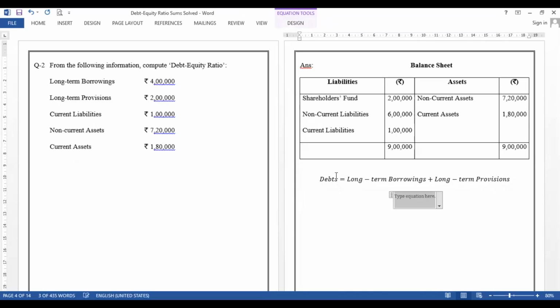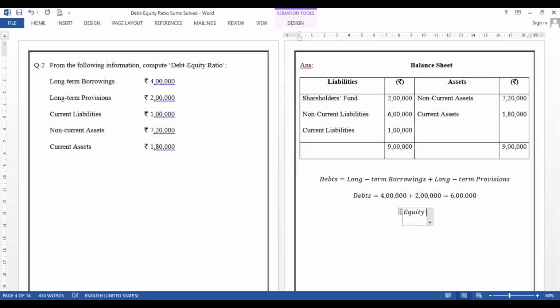Okay, let us place the values over there. Debts will be equal to long-term borrowings, which can be seen as rupees 4 lakh, plus long-term provisions, which can be seen as rupees 2 lakh. The total comes to 6 lakh rupees. Okay, now how to calculate equity?